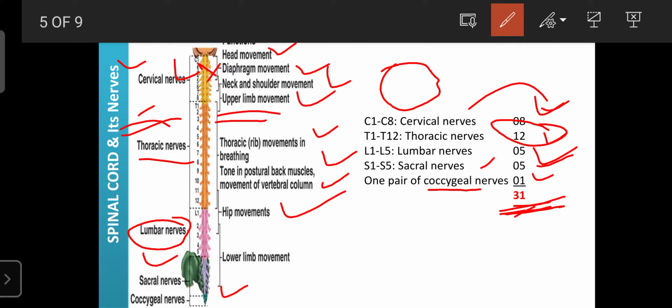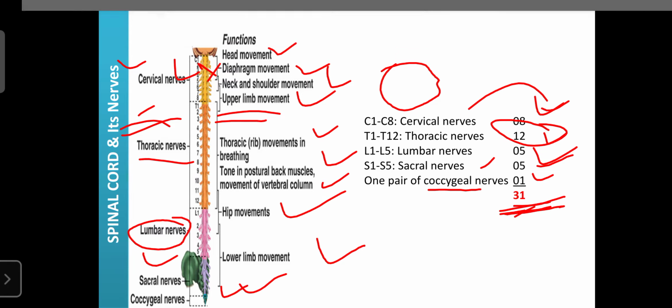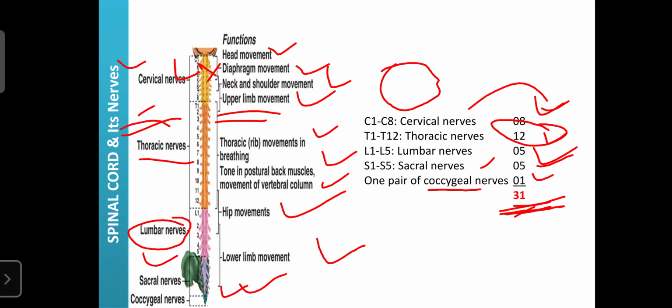Next is the sacral nerves. These regulate lower limb movements, as do the coccygeal nerves. These are also involved in the regulation of hip movements or body movements of the lower parts, especially in sexual intercourse. So these muscles play an important role in body movement. These are the various functions related to the spinal nerves. With the help of the spinal nerves, the spinal cord is involved in the regulation of various organ functions or body functions. There are 31 pairs.